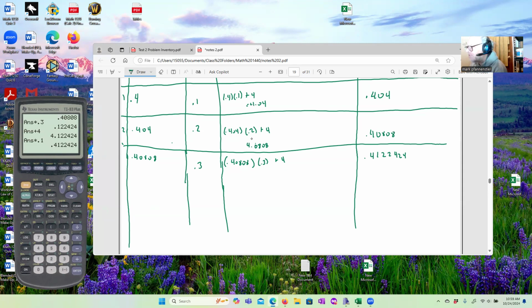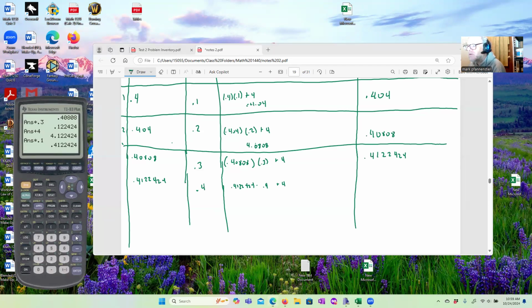So we're going to say, okay, this is 0.41222424. X is now 0.4. We just add 0.1 as we go up. And we're going to go ahead and say this is 0.4122424 times 0.4 plus 4. Right? XY plus 4 is our value here. So we're going to have this, we're going to say times 0.4. Right? Plus 4.